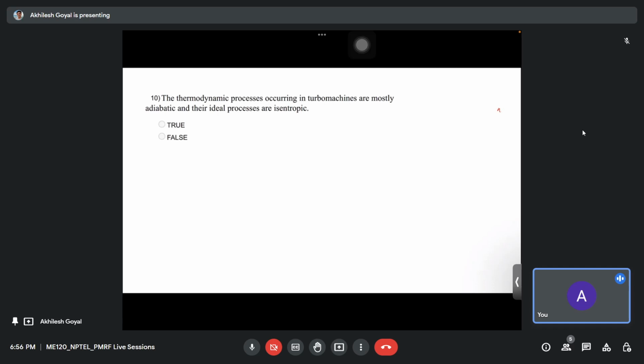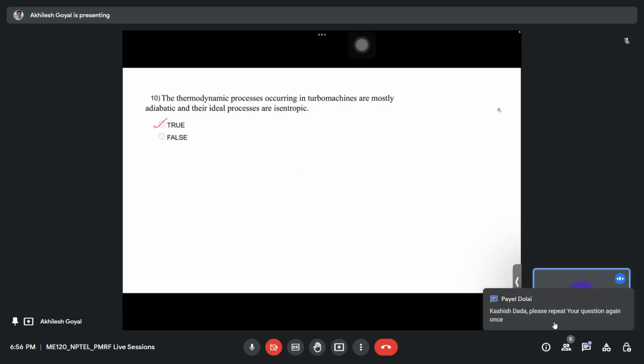The thermodynamic processes occurring in turbo machines are mostly adiabatic and their ideal processes are isentropic. So yes, this option is correct. The thermodynamic processes happening in turbo machines are indeed adiabatic, but they are not isentropic. Their ideal processes are isentropic.